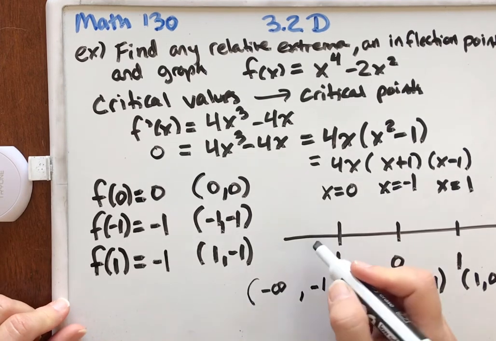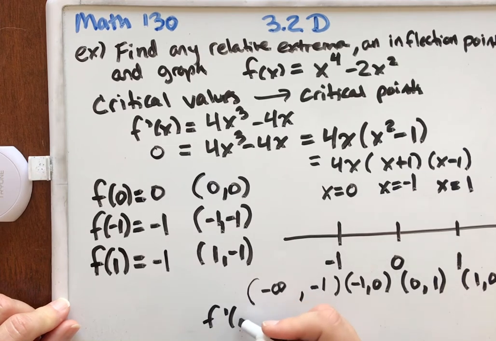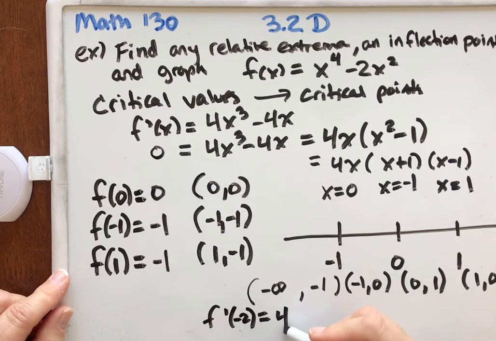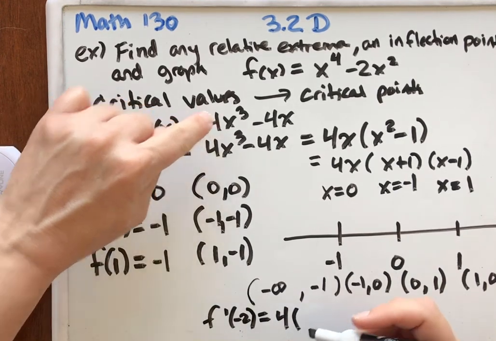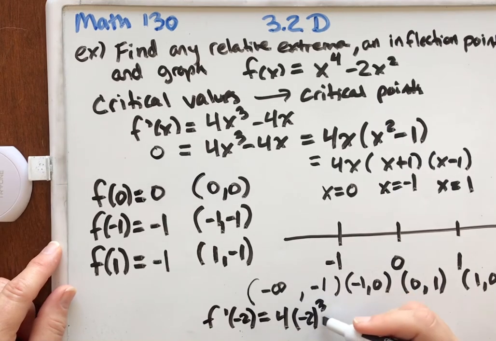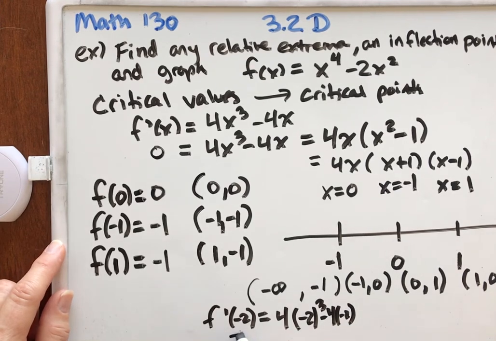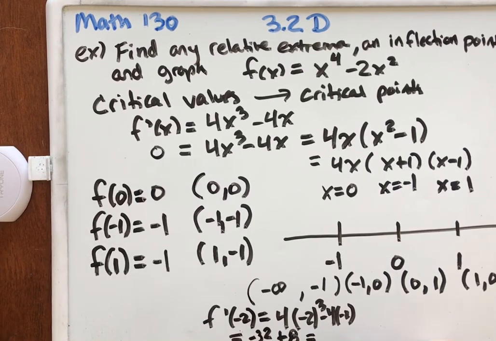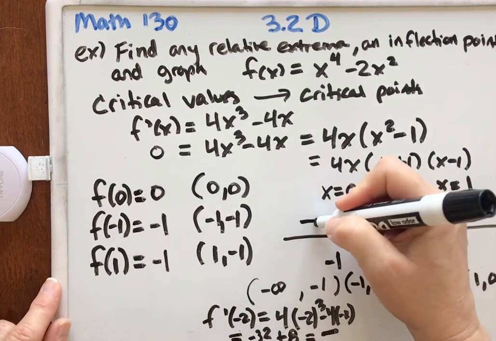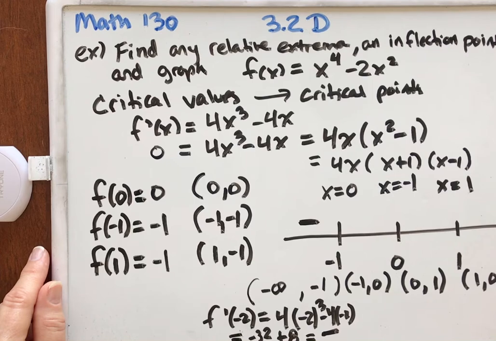Okay, so for this one we'll choose negative 2. F prime of negative 2 is going to be 4 times, because this is f prime of x, negative 2 cubed minus 4 times negative 2. Now that ends up being negative 32 plus 8. And we don't have to keep going on. We just need to know if this is positive or negative, the end result. And it's negative. That's all that we're looking for. So we put that little minus sign there.